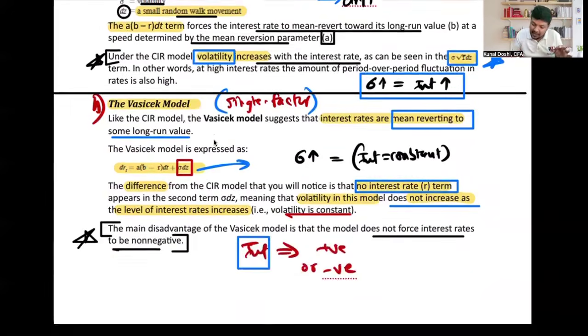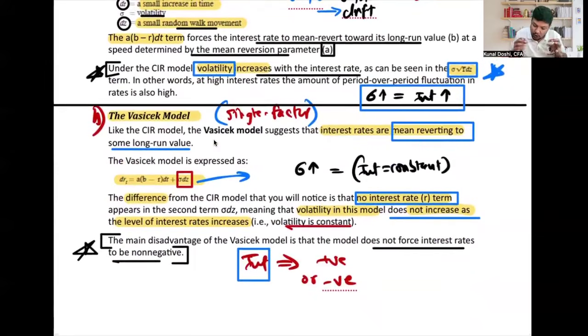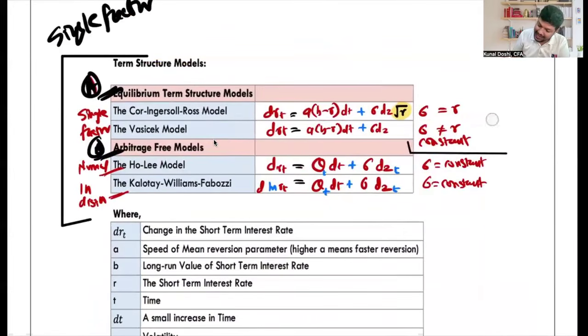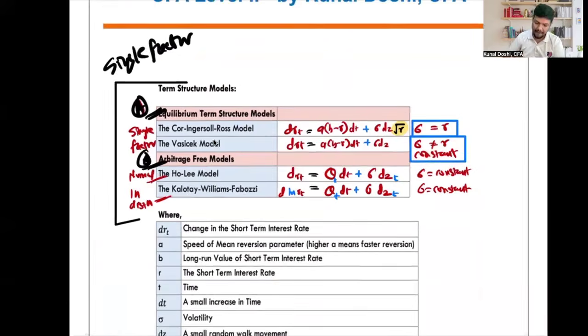But in the Vasicek model, we understand that there is no such term. Why? Because we assume the volatility does not increase with the level of interest rate. In the Cox-Ingersoll model, the volatility increases with the interest rate. So we write volatility goes hand in hand with the interest rate. In the Vasicek model, the volatility is constant. It has nothing to do with the interest rate. That's why in the model, that interest rate part is missing.